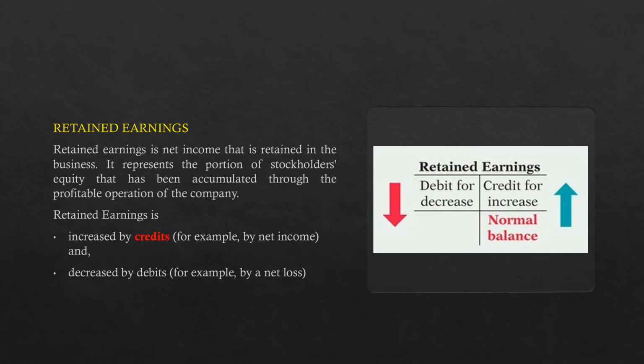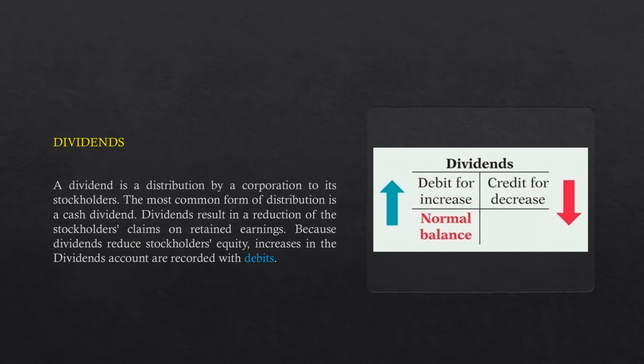Okay, retained earnings. Retained earnings is net income that is retained in the business. It represents the portion of the stockholders' equity that has been accumulated through the profitable operations of the company. Retained earnings is increased by credits, for example by net income, and decreased by debits, for example by net loss, right? So that's retained earnings right there.